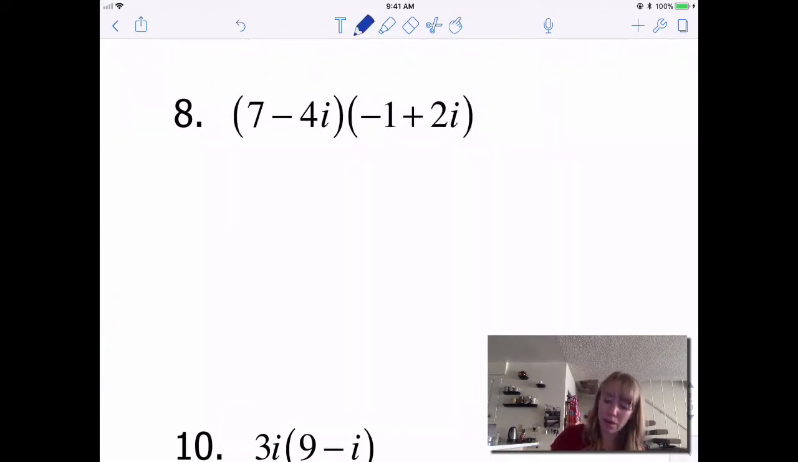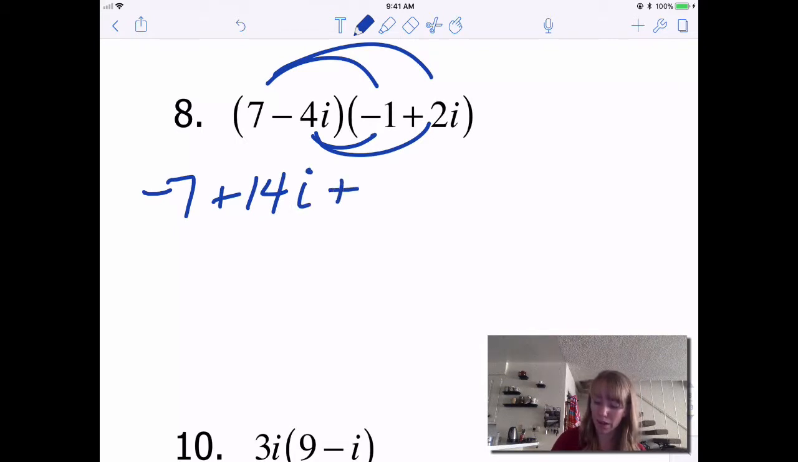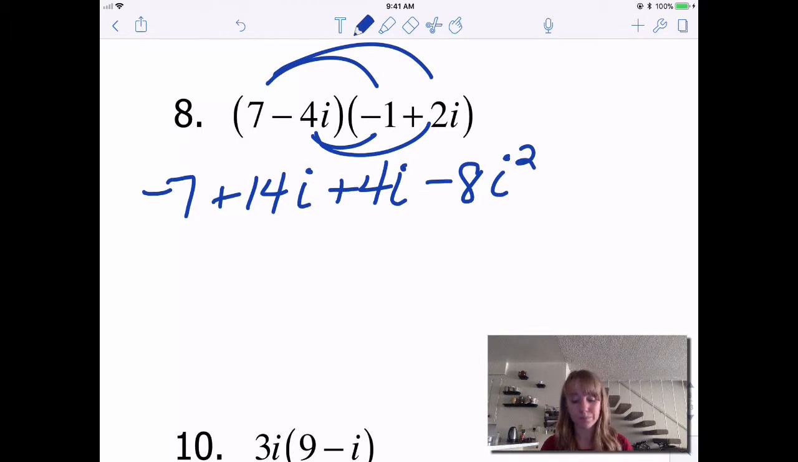Number 8, when we had a binomial times a binomial, remember that we FOILed, or we multiplied our 7 times each piece and then our -4i times each piece. So I'll get 7 times -1, 7 times 2i, and then -4i times -1 is a positive 4i. -4i times 2i is -8i squared.